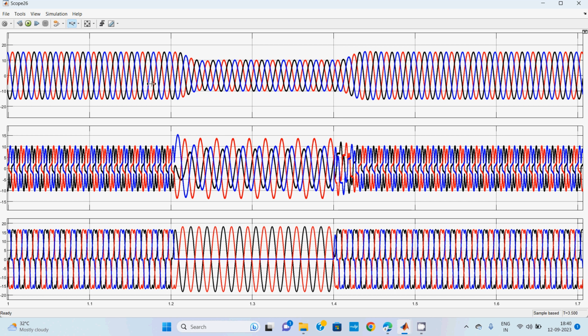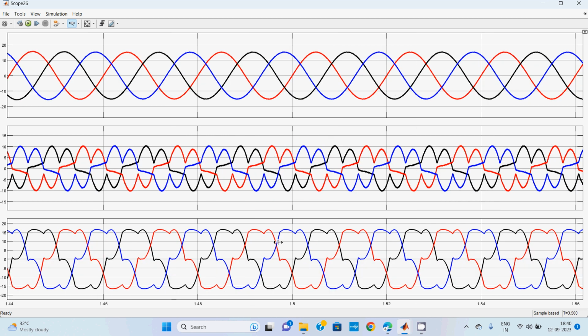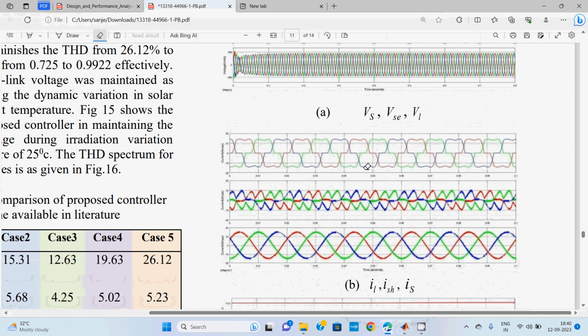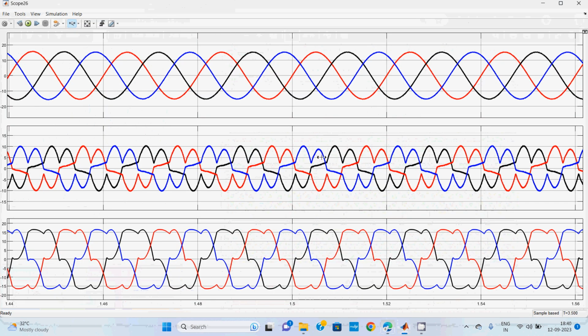This is the sending end current, shunt injection current, and load current. The load is actually generating non-linear current, right? The non-linear load will look like this. So we need to inject the shunt currents, then it will convert into sinusoidal waveforms. This is the proof for the design. This is the injecting current, this is the non-linear load, and this one is the series current, I mean the grid current on the generation side.